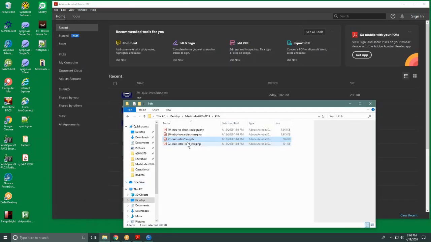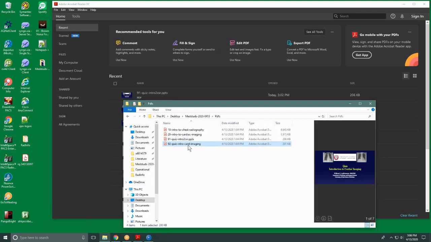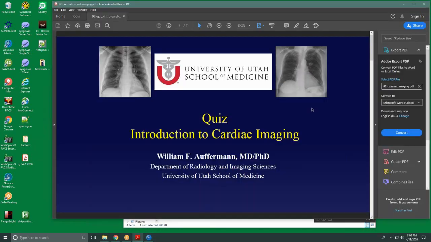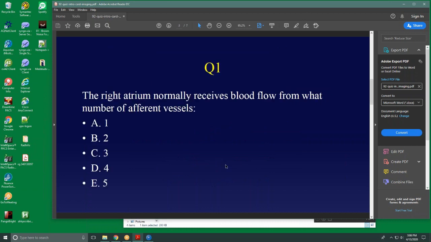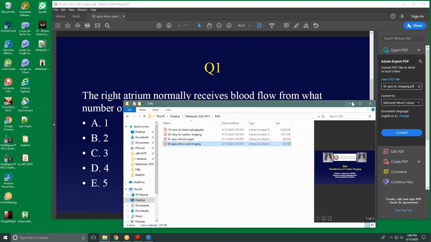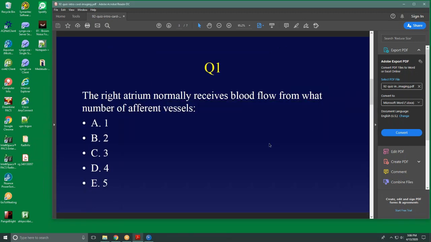Next quiz, cardiac imaging. Once again, select the best answer. Question 1, the right atrium normally receives blood flow from what number of efferent vessels? The answer is 3. Remember the superior vena cava, the inferior vena cava, and the coronary sinus, the one that people tend to forget about. Any questions there?